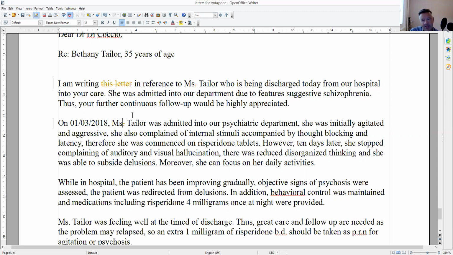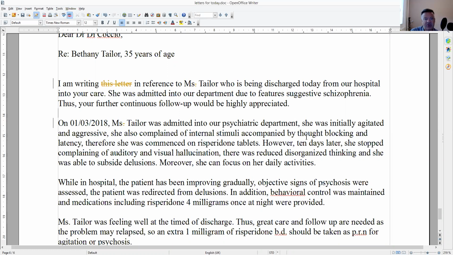On the first, Miss Taylor was admitted to a psychiatric department. She was initially agitated and aggressive. Oh, this is the long sentence. Okay. Miss Taylor was admitted. Isn't this the one who self-admitted because she was doing coke the night before? I think so. Didn't she self-admit? She wasn't brought in, as I remember from the case notes. She was self-admitted. Okay, psychiatric department.